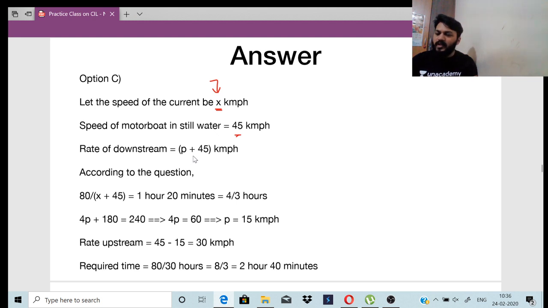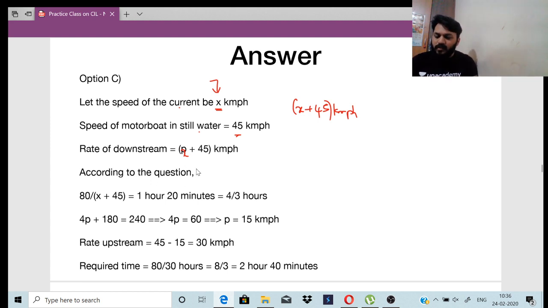Rate downstream, right? Downstream ka rate kya hai? It is x plus 45, right? Downstream rate क्या है? Speed of the current plus speed of the still water. x plus 45 kilometer per hour, right?